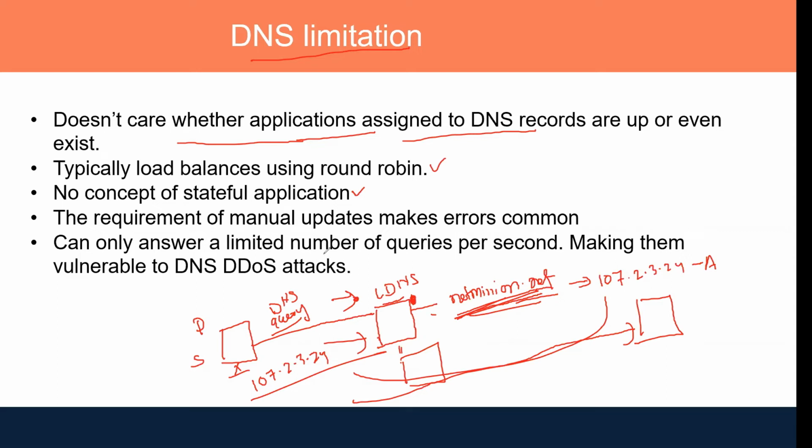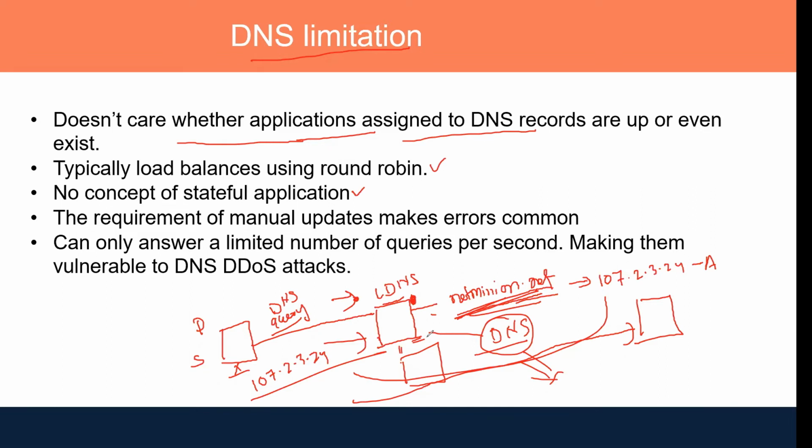And it can also answer only a limited number of queries. So if you are creating DNS services on-premises, that DNS server may answer limited queries. It cannot answer a lot of queries. Let's say your organization is big, like Facebook or any other one which is getting millions of hits per minute. Your normal DNS server cannot answer those queries, and that makes the server vulnerable to DoS attacks.